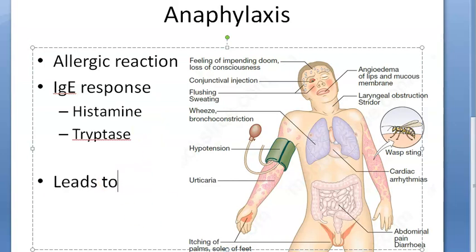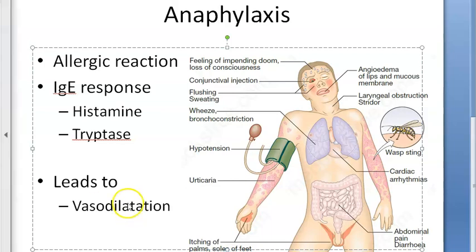So this will lead to vasodilation, and increased capillary permeability. So what will happen if everything comes out from the bloodstream? If permeability is more, there is edema, etc. Vasodilation, hypotension, there's bronchoconstriction, he can't breathe, etc.